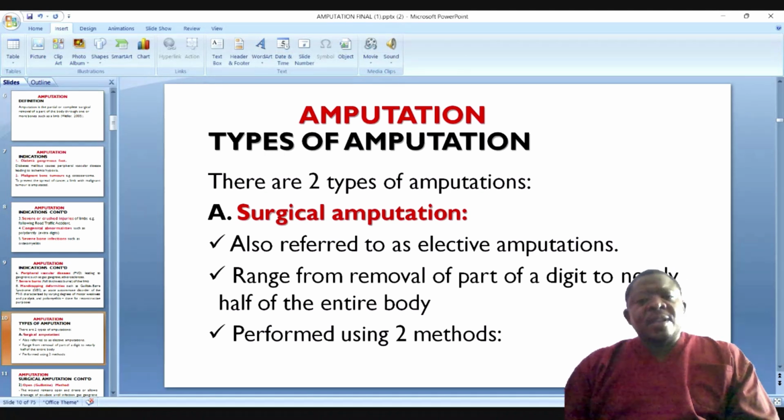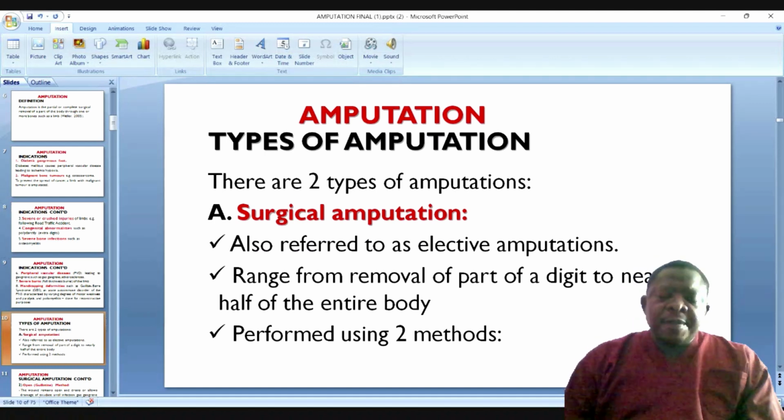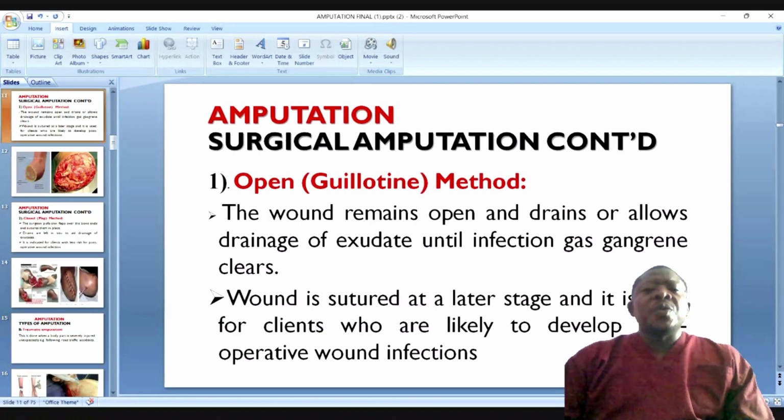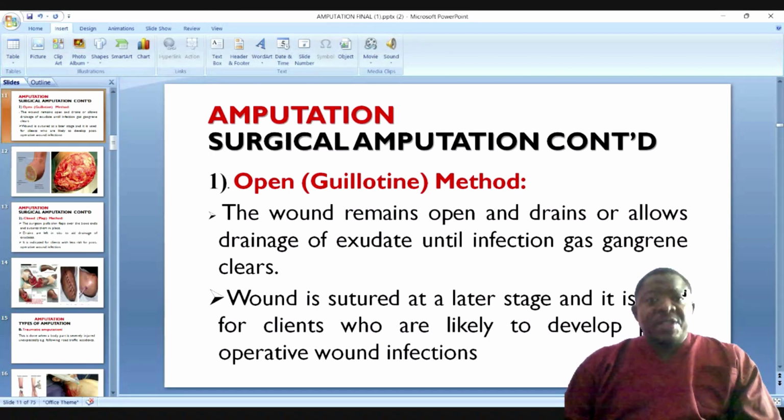So surgical amputation, also referred to as elective amputation, may range from removal of parts of a digit to nearly half of the entire body. It is performed using two methods. These are methods in which a surgical amputation can be done. There is the open method, or the guillotine method.